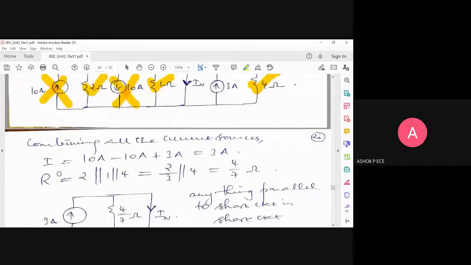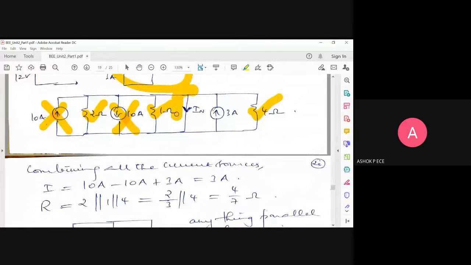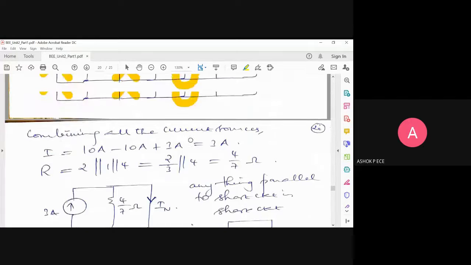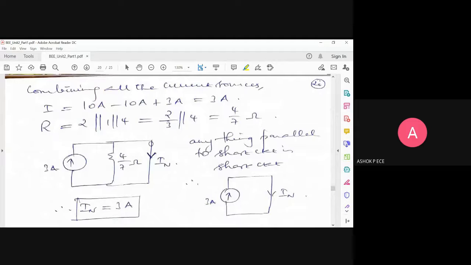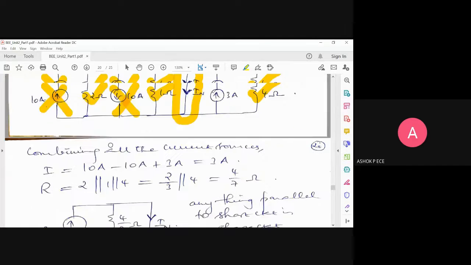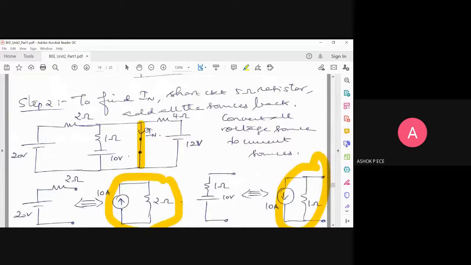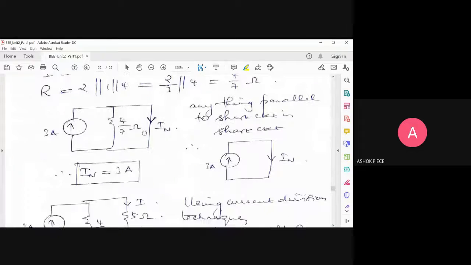Now you see here I'm replacing everything. I'm not touching this portion at all because this is what I'm going to find. I'm going to simplify all the other values. So you see 3 amperes flowing upward because these two will get cancelled, and the resistance is 4 by 7 ohms, and I am having a short circuit. This is my final circuit. See how the three loops have been simplified into a single loop.